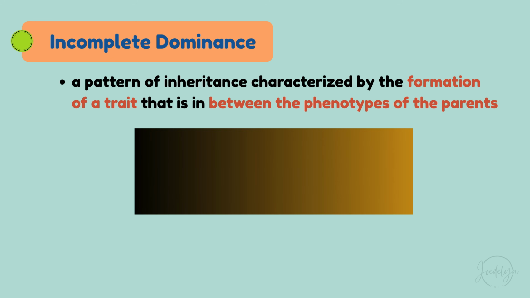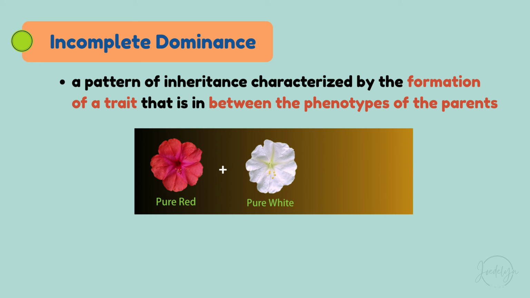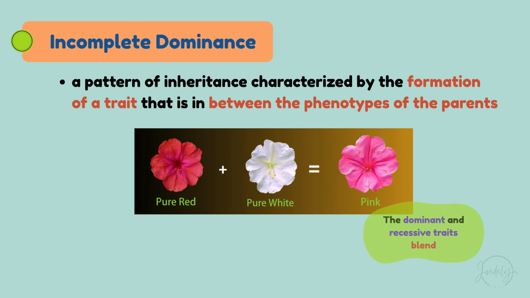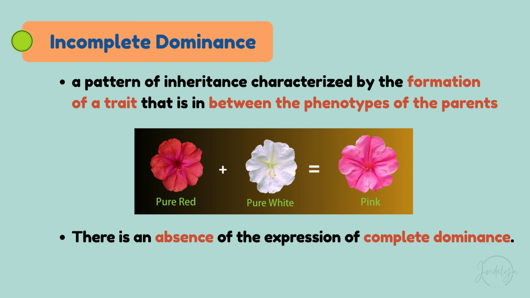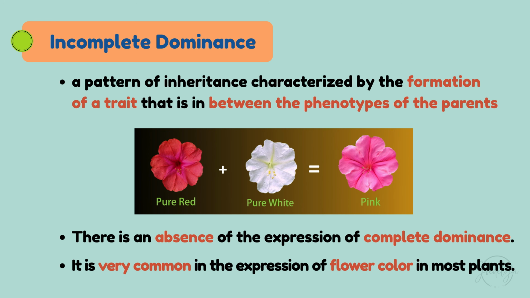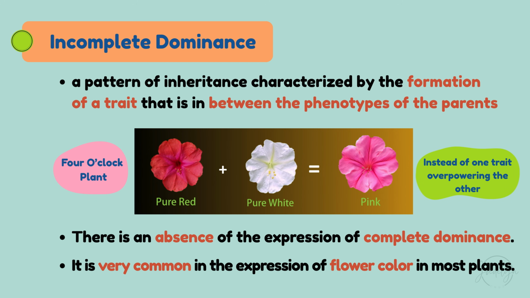Imagine this: you cross a pure red flower with a pure white flower, and the result? A pink flower. This is because the dominant and recessive traits blend. There is an absence of the expression of complete dominance. This pattern is very common in the expression of flower color in most plants. A great example of this is seen in the 4 o'clock plant, where instead of one trait overpowering the other, the resulting third phenotype is something right in the middle.